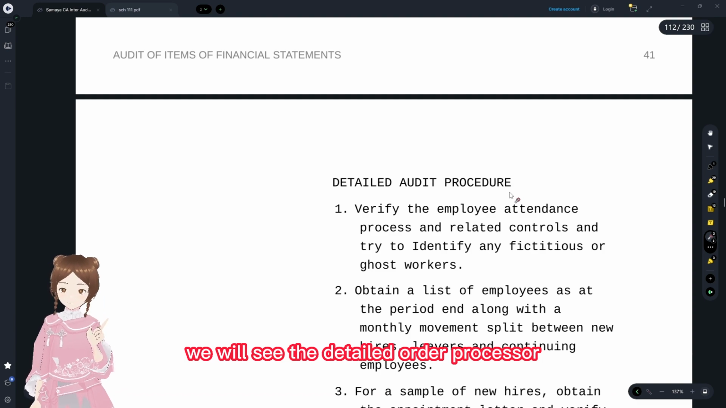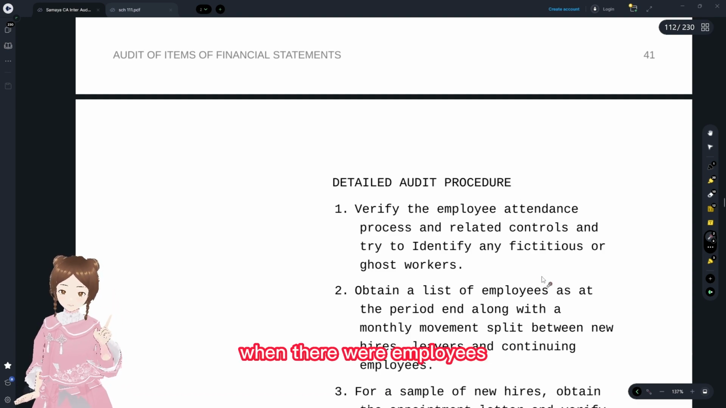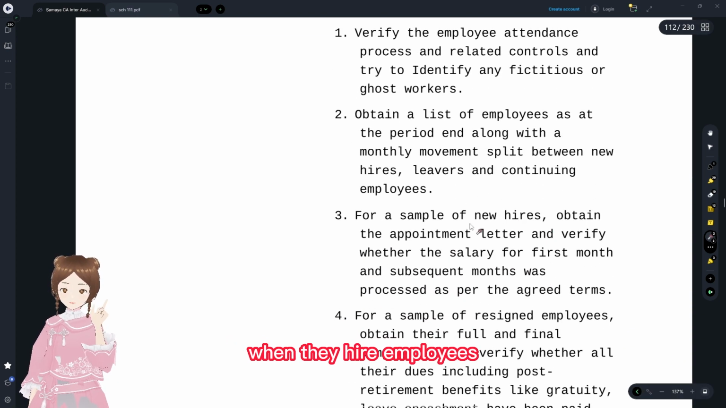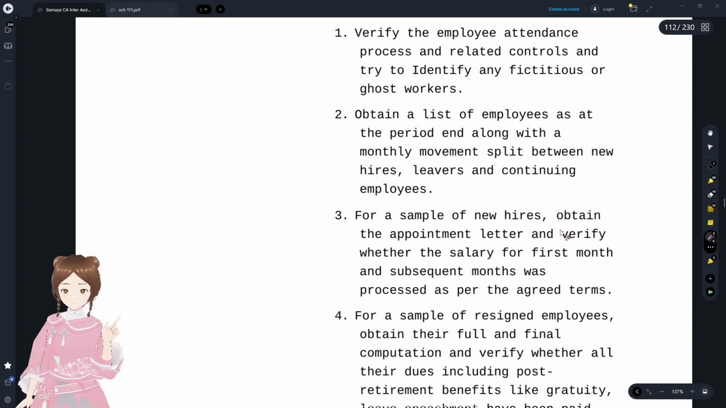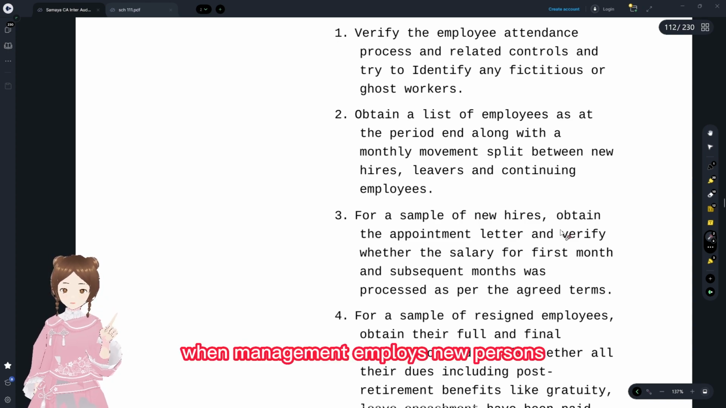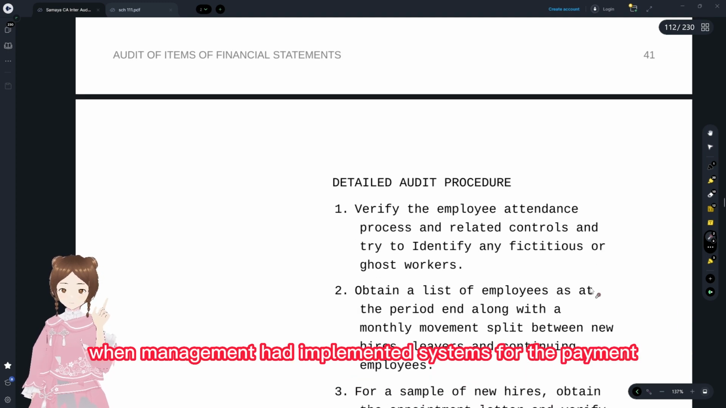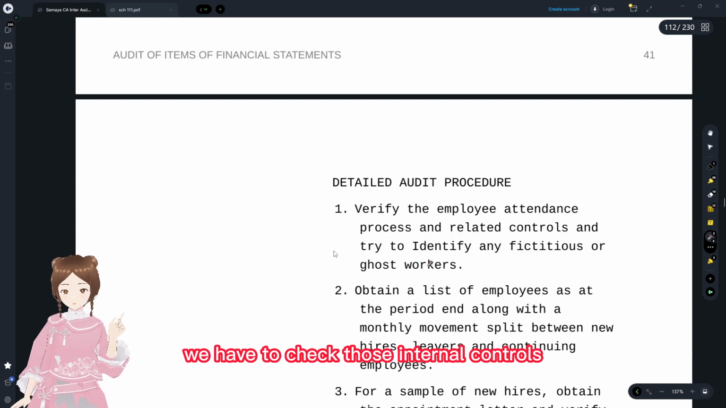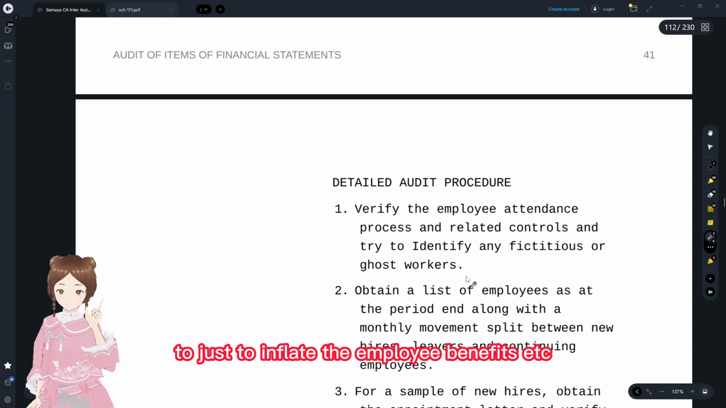We will see the detailed audit procedure with regards to employee benefits. When management employs new persons, we have to check the appointment letter, etc. When management has implemented systems for the payment, we have to check those internal controls and whether there have been any fictitious or ghost workers, just to inflate the employee benefits, etc.